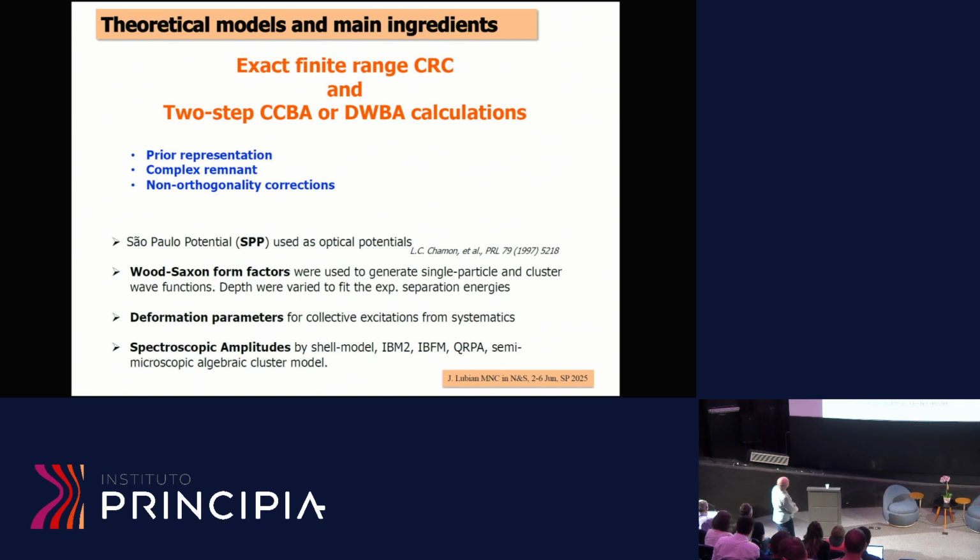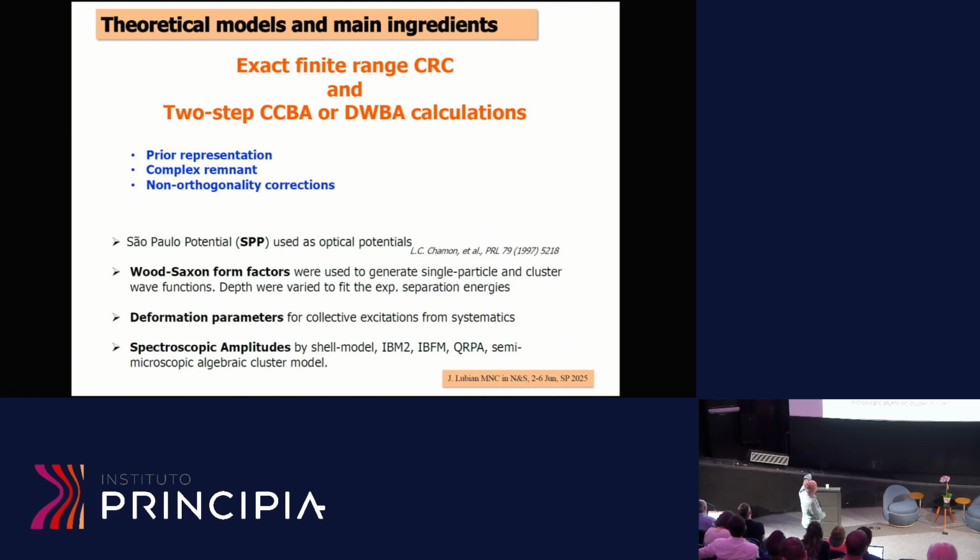So the theoretical method, the main ingredients in our calculations, are the following. We use two-step exact finite range CRC calculations and two-step CCBA or DWBA calculations for sequential transfers. We always use the prior representation, complex remnant. We include all the time the non-orthogonality corrections. For the optical potentials, we use the São Paulo potential.